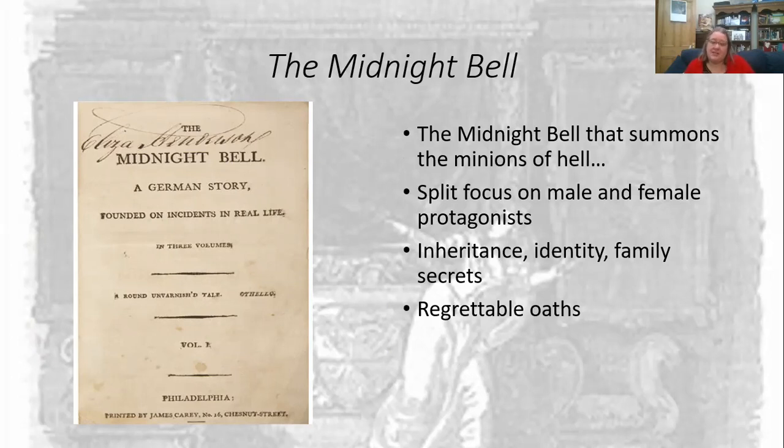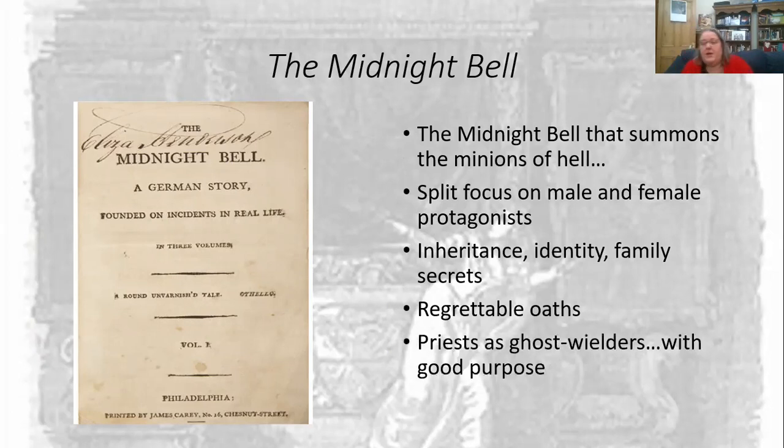When he does return to the castle, he finds it's haunted, or there are rumors of haunting, although it's not a real haunting, again, supernatural explained, and we find the priests as ghost wielders. So this idea of priests using the supernatural to con people is quite common in the Gothic, but here they're using it for a good purpose. It's to protect his mother. So supposedly her ghost haunts the abbey, but she's really still alive.